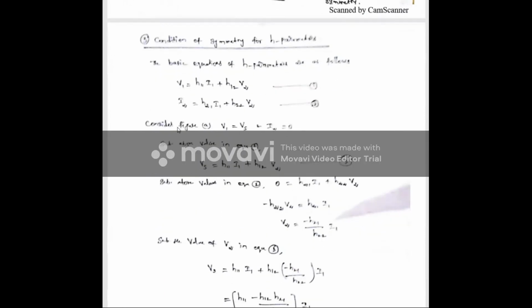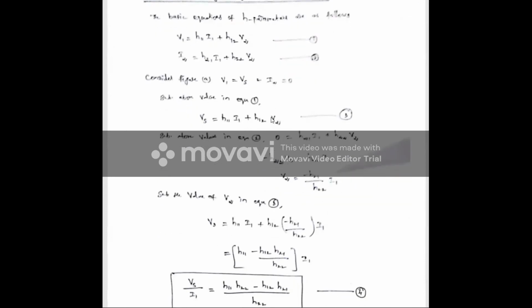So you see, this is the H parameter equation. The basic equation of H parameter: V1 equal to H11 into I1 plus H12 into V2, and I2 equal to H21 into I1 plus H22 into V2. Same thing, consider figure A.